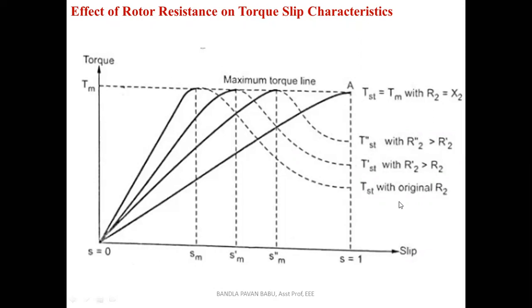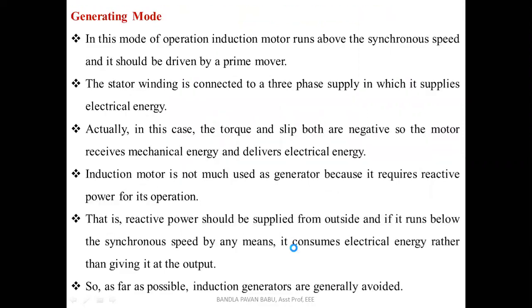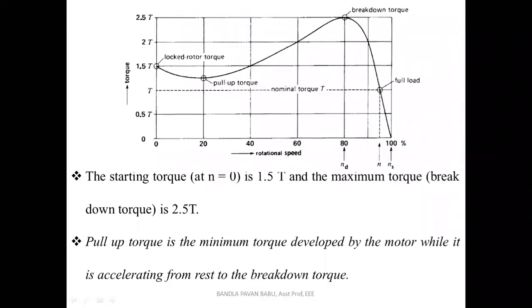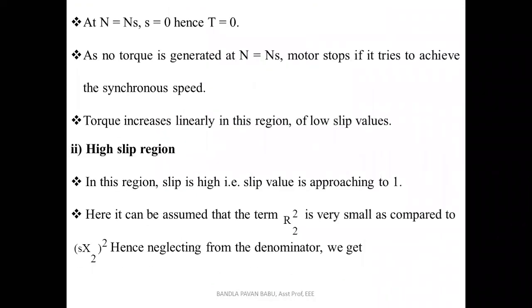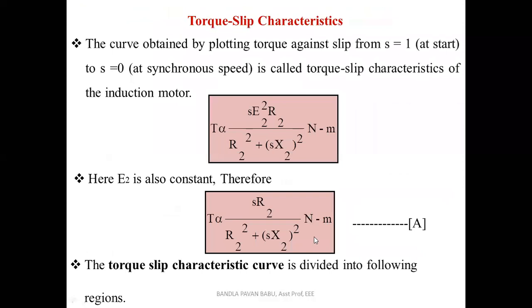So consider the normal slip condition. Low slip condition, that is Sm. So this is the maximum torque achieved by the motor. Suppose we vary the resistance, because we know the relation there, how the torque and resistance relate. Look at this equation, equation A. Torque is directly proportional to s into R2 by R2 square plus s into X2 whole square.